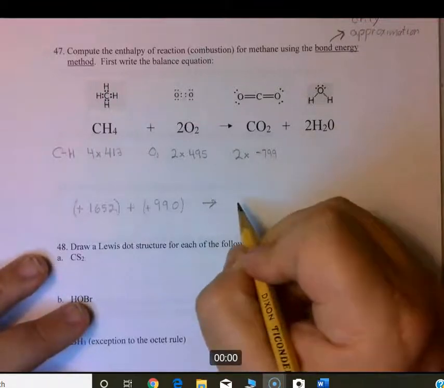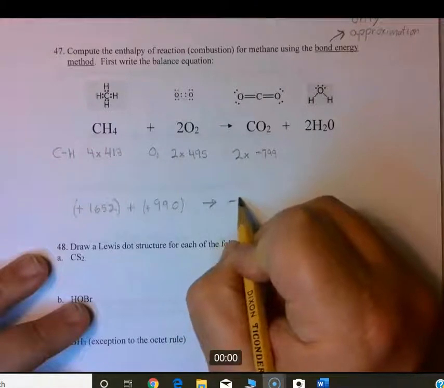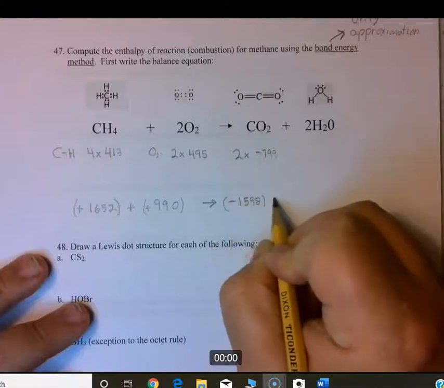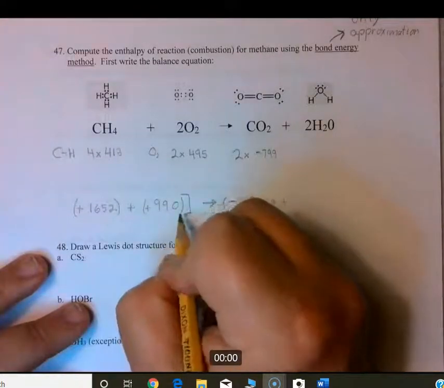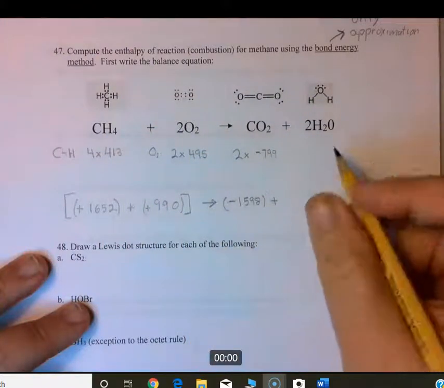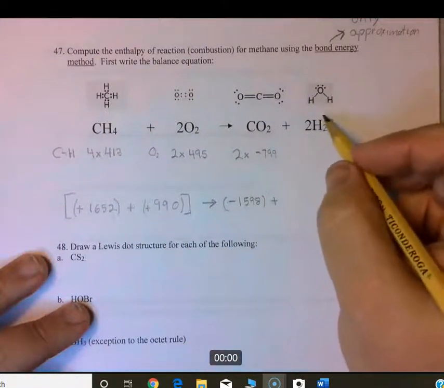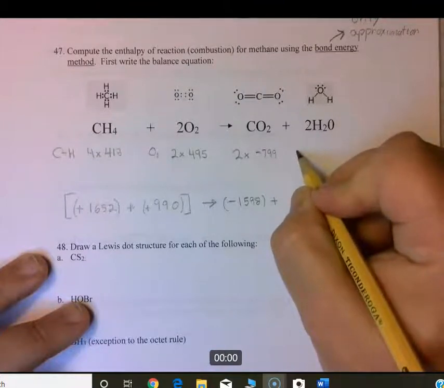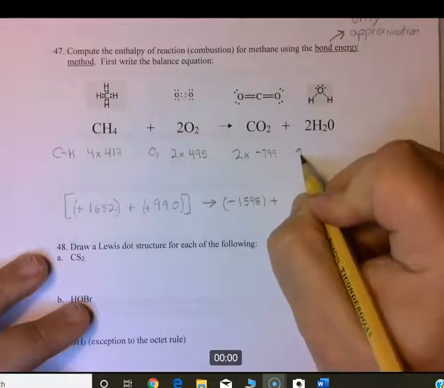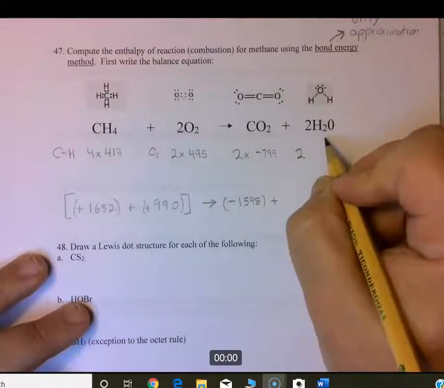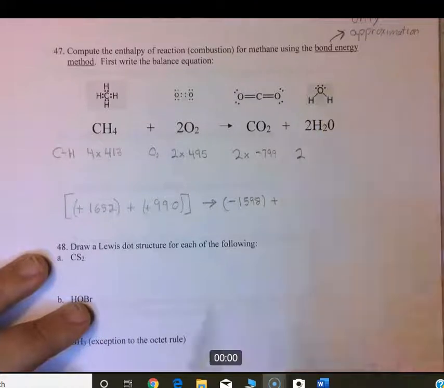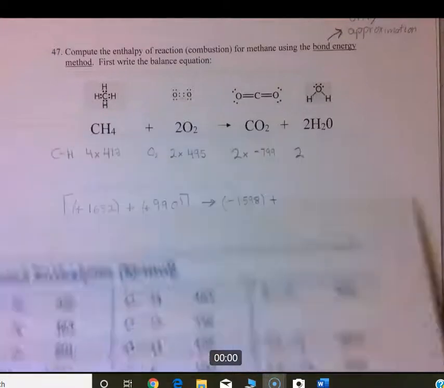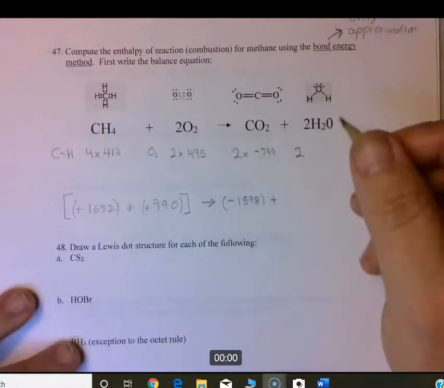All right, and so that's going to give us down here negative 1,598. And then we're going to add to that over on this side, and I'll put big square brackets around this as well. This over here, we have two H2Os. So what that means is we have two HO single bonds, or OH either way. So OH is 463, and that's coming out.